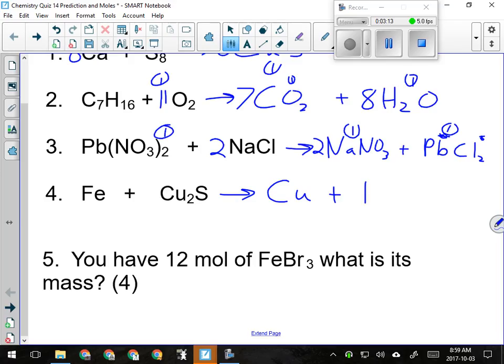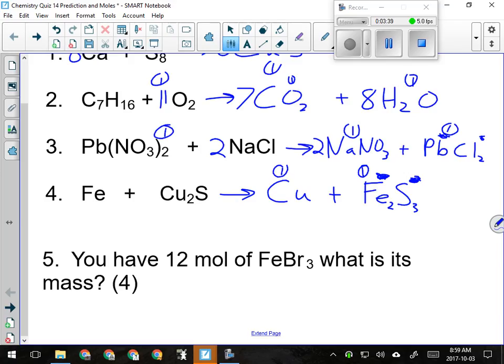Okay, now what does matter is that we don't know which iron this is. Okay, so we use the most common, which is 3. Okay, so we're going to have 3 plus and 2 minus, so this is going to be Fe2S3. Okay, so 1 mark for copper, 1 mark for iron 3 sulfide. Okay, and then we got to balance everything.